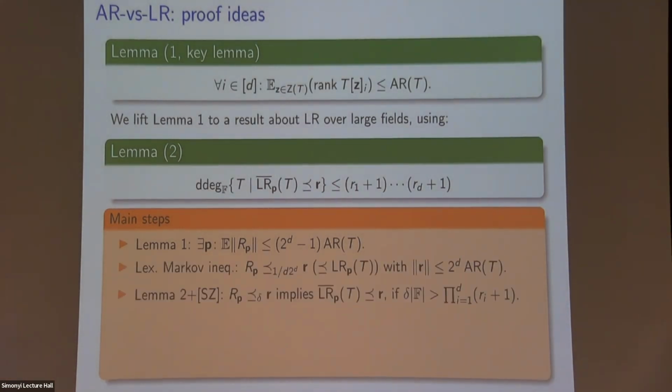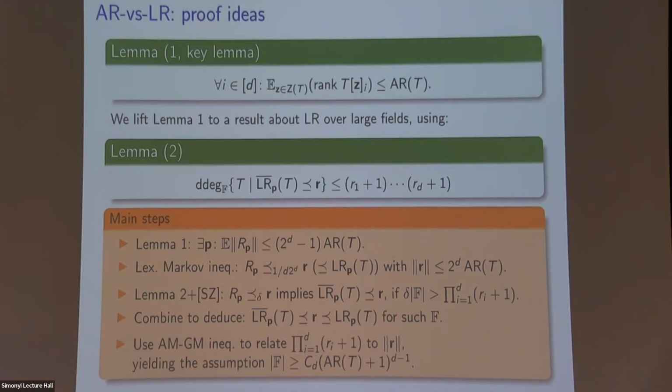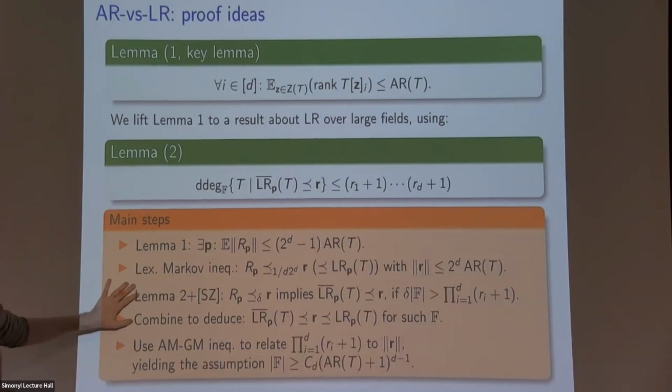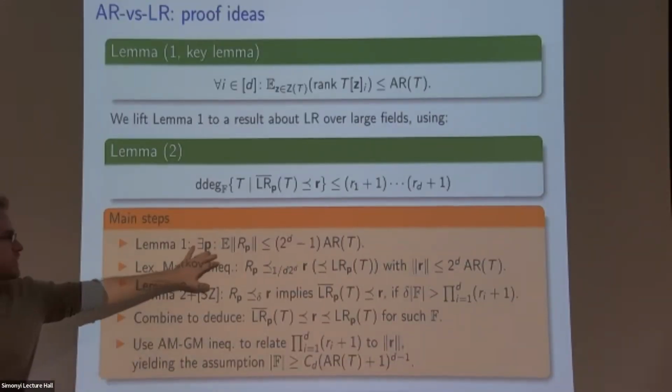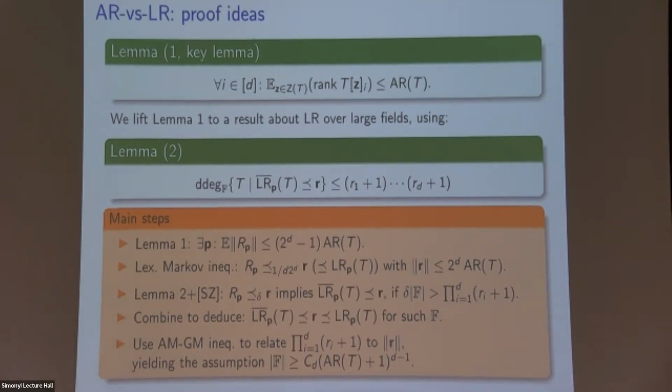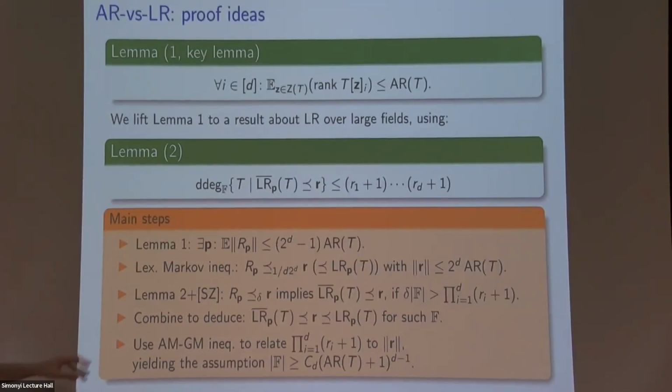I'll skip the steps here, running out of time, but the bottom line is we analyze, we define this. We use linearity of expectation, and by averaging, we find the point that we need that satisfies the properties. We know that the expectation is bounded, so we might want to use a Markov inequality, except we want to stick with vectors. And Markov inequality is a statement about random positive real numbers. So when we define this, we have this pooling lemma, this kind of lexicographic Markov inequality.